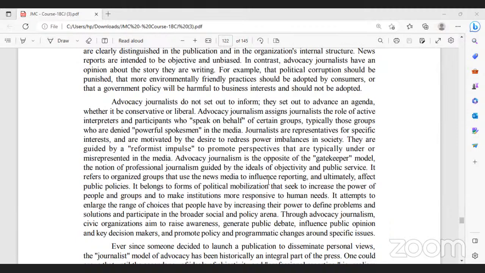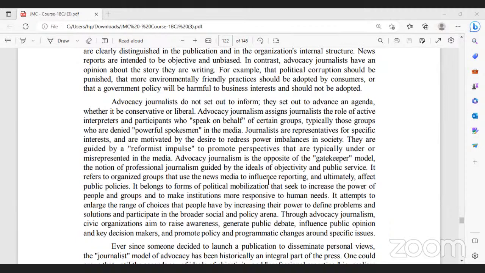This advocacy journalism is guided by the ideals of objectivity and public service. It refers to organized groups that use the media to influence reporting and ultimately affect public policies. For example, the peer groups, NGOs and all those that work for climate change, environment protection, child protection, women protection, all those are part of advocacy journalism.